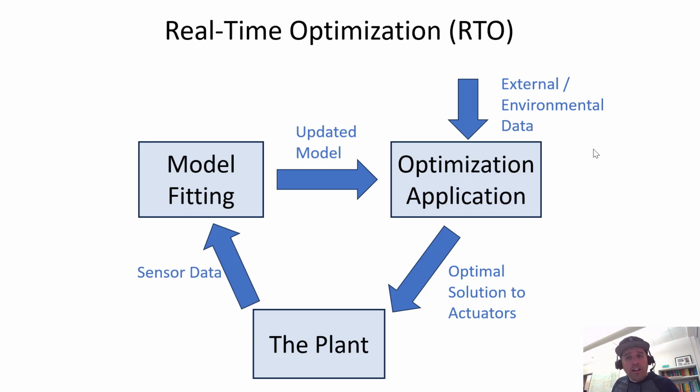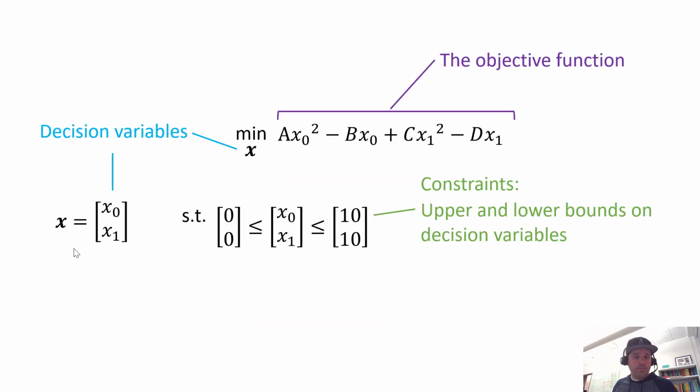You would also want to combine this with changing external conditions. So these could be changing weather, changing environmental conditions, or a changing market. Like if your feedstock and product prices change, you can pull those in from an external source, factor that into your optimization, and then send this new optimal solution to the actuators of your plant. So we're going to show you how to do this.